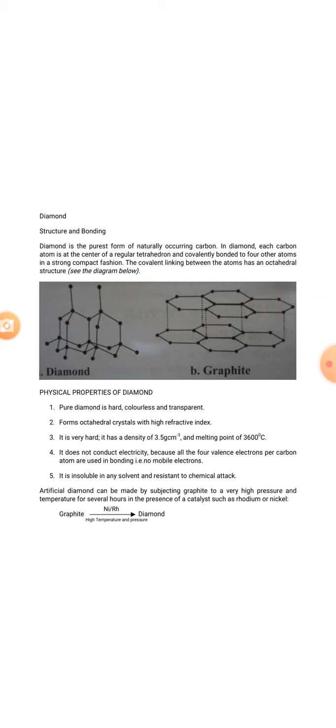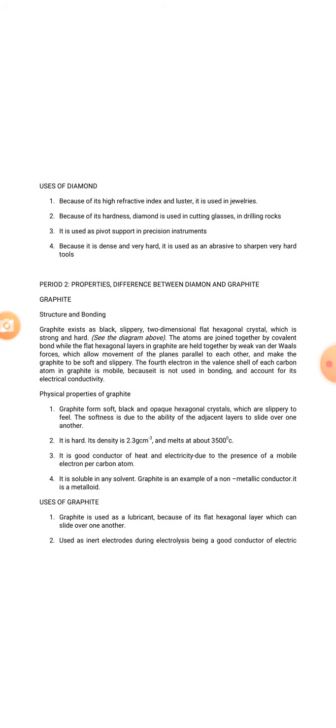Then number five, diamond is not soluble in any solvent and is very resistant to chemical attack. There is no amount of acid that you can pour on diamond that will destroy it. Very resistant, very stable. So let's go on. There we have what we call artificial diamond. You can make artificial diamond by converting graphite to diamond using nickel catalyst or rhodium catalyst at very high temperature and pressure.